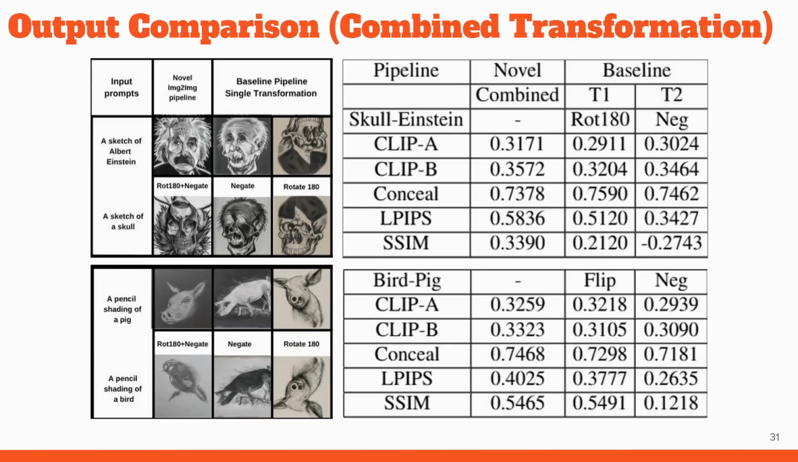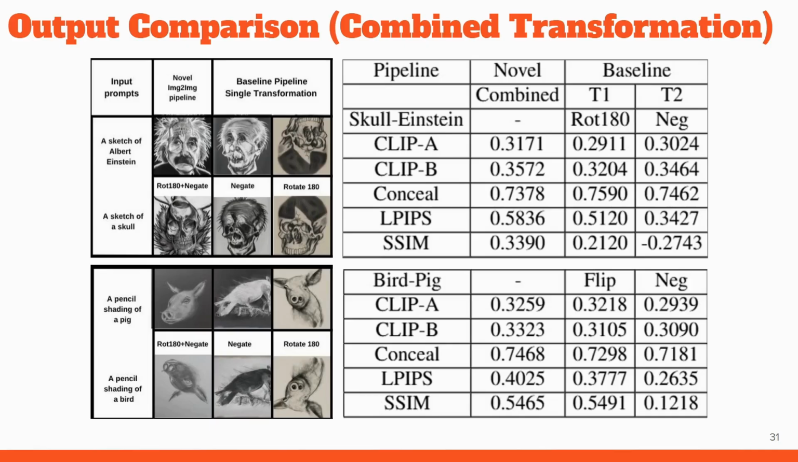Hello, everyone. Before discussing the results, I'll briefly explain the evaluation metrics. CLIP A and CLIP B measure semantic alignment between each generated view and its intended prompt. Higher values indicate that the generated image correctly represents the target concept after transformation. The concealment score measures how well the different concepts remain hidden from each other. A higher score means the two interpretations are better separated, which is important for a convincing visual anagram.